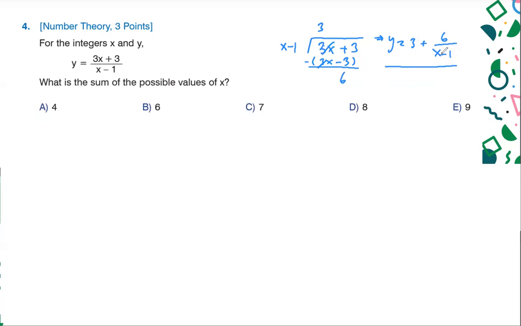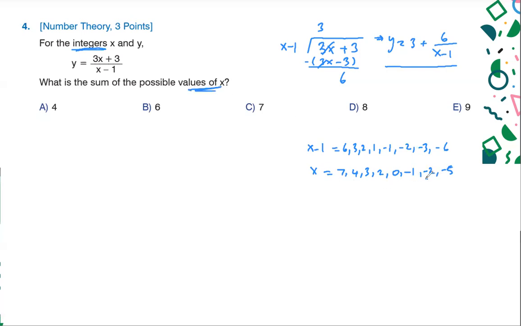Then x minus 1 should be a divisor of 6. So x minus 1 can be 6, 3, 2, 1, -1, -2, -3, and -6. Because we are told integers, it could be any of these values. If I add 1 to both sides, you will get x equals 7, 4, 3, 2, 0, -1, -2, and -5. What we are looking for is the sum of the x values.